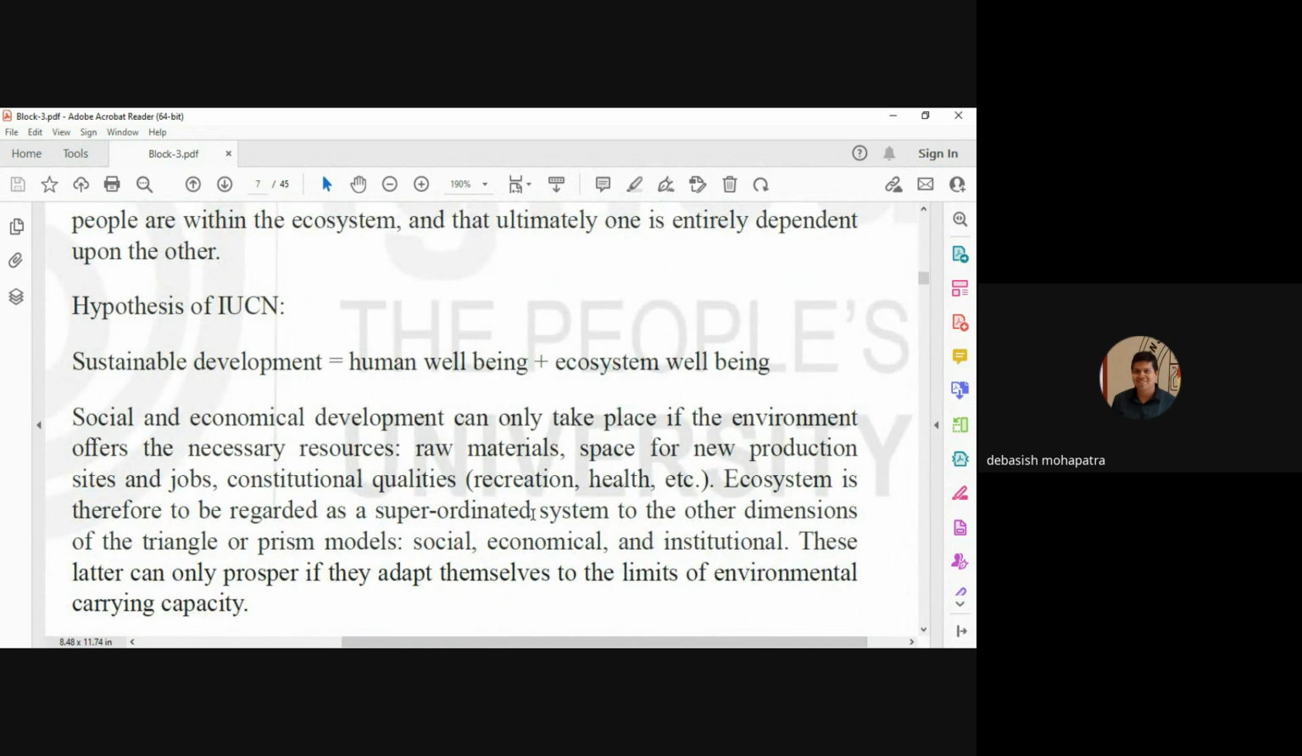So the hypothesis: sustainable development is human well-being plus ecosystem well-being. So we cannot achieve sustainable development by only one development. We have to go for both. Human development or human well-being side by side with ecosystem well-being or ecosystem development also.